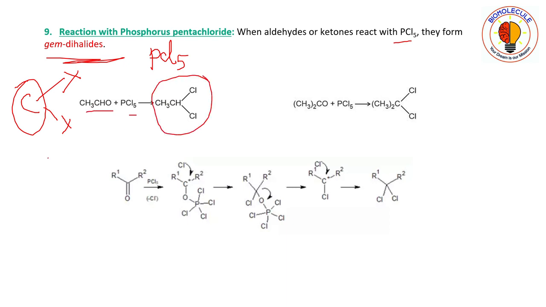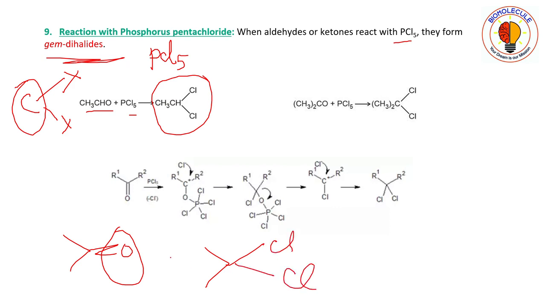You just replace this double bonded oxygen with two halide groups. Okay, this is the final product. Similarly, acetone with PCl5, just replace this oxygen atom with two chlorides. This is the reaction mechanism.